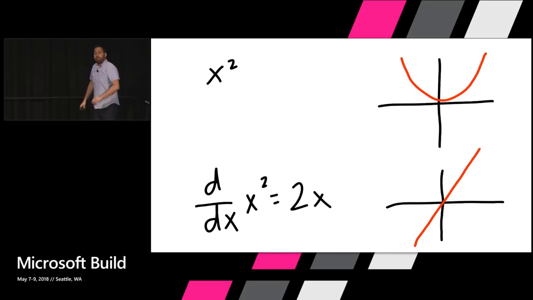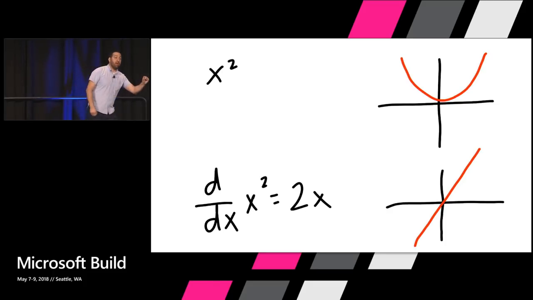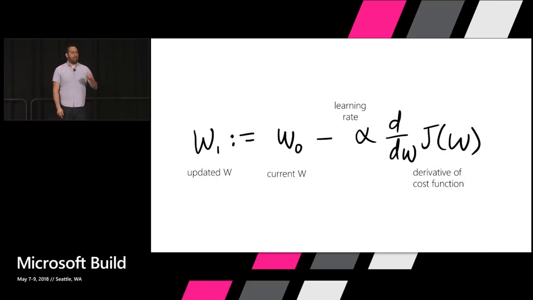Okay, let's do this again. We're at minus 3. Minus 3 squared is 9. 2 times minus 3 is minus 6. Minus 6 times minus 1 is 6. So we're going to walk 6 again. Where are we at now? What happens if I keep doing that? You're never going to get to the bottom. So we have to scale the step we take with the derivative. That scale is called the learning rate, and this algorithm is called gradient descent.